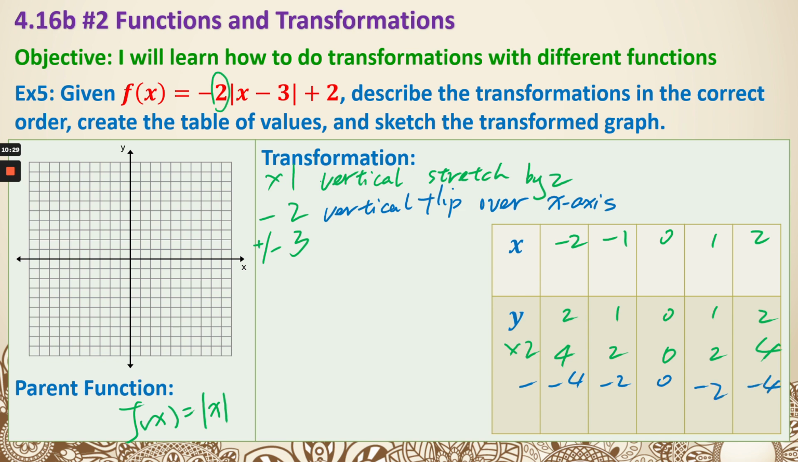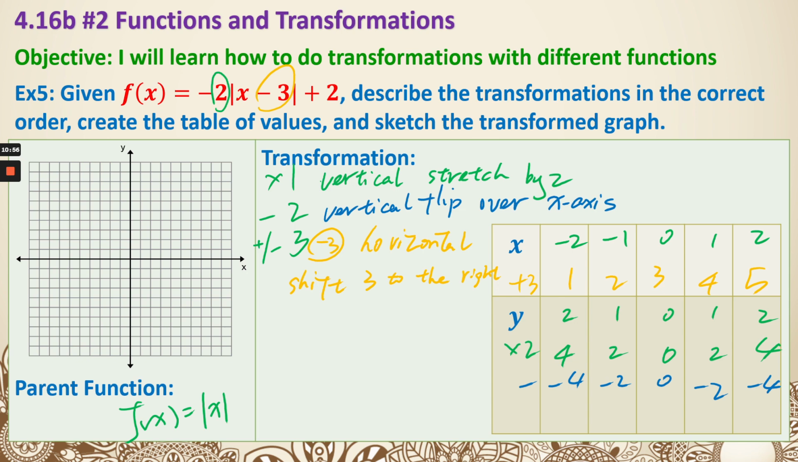And then we have this -3 right here. It's inside the absolute value. That means it's going to be a horizontal shift. 3 to the minus, so 3 to the right. And remember, horizontal is always the opposite, so we are going to add 3. That gives us 1, 2, 3, 4, 5.